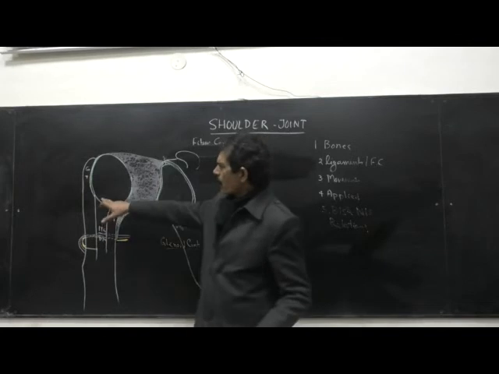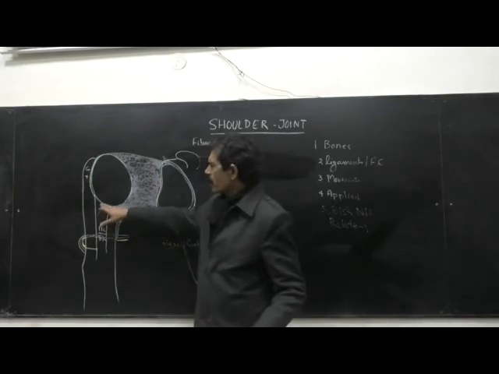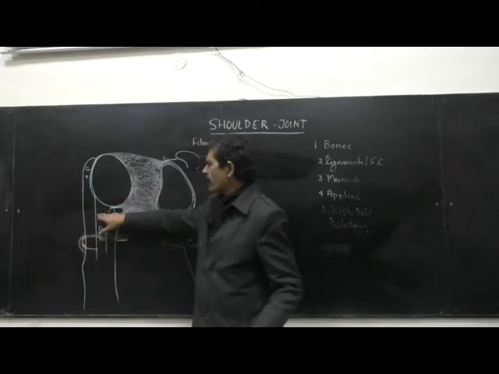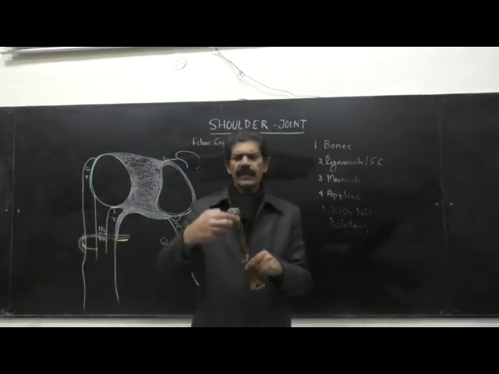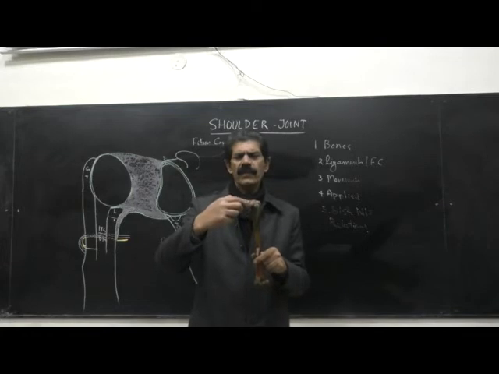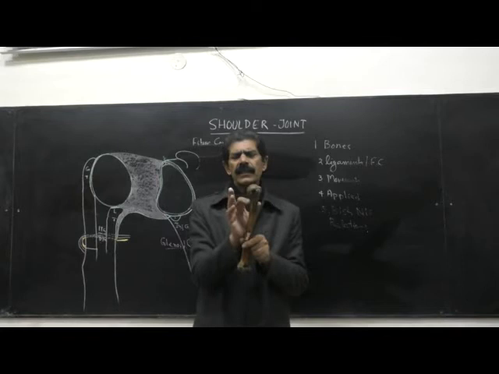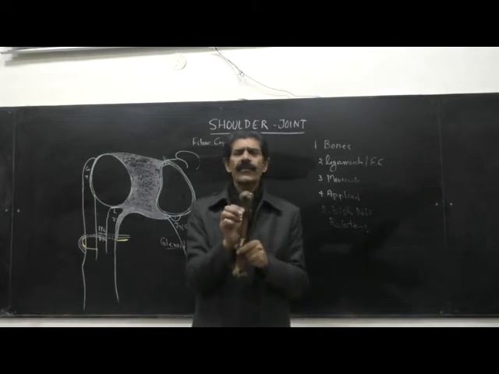So this is the anatomical neck, this is the surgical neck. In between the two, this is the epiphyseal neck. So the humerus has got three necks. One is the anatomical neck, which is just adjacent to the head. Another is the surgical neck. The surgical neck is the most fractured part of the humerus.